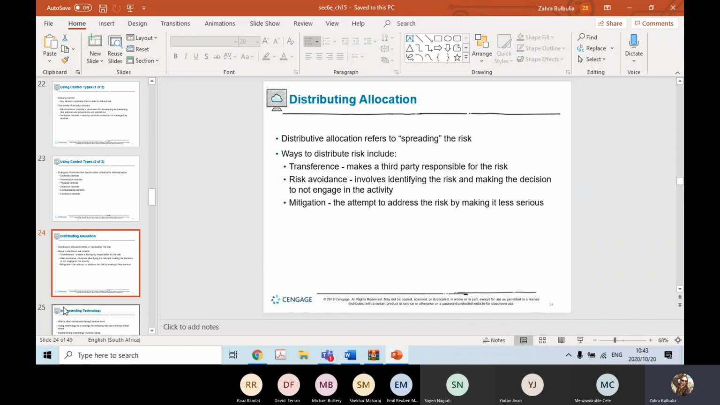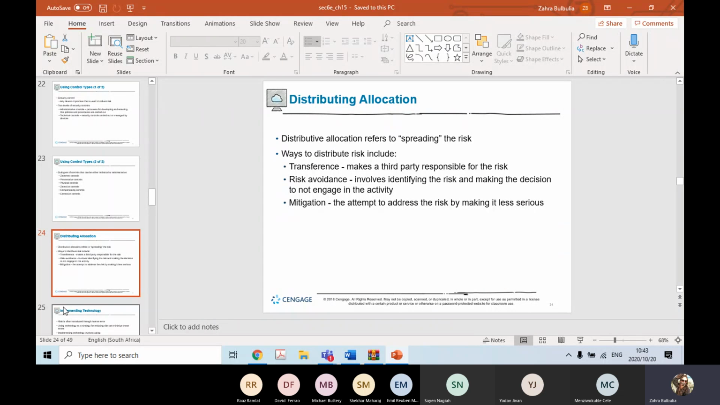So yeah, distributed allocation. Distributed allocation is spreading the risk. So there's three ways we can do this. One way is transference, and this makes a third party responsible for your risk. An example of this would be taking insurance on something. So taking car insurance. So then if your car is stolen, you get paid out to get another car. Or if your car is damaged, insurance will pay for the damages.